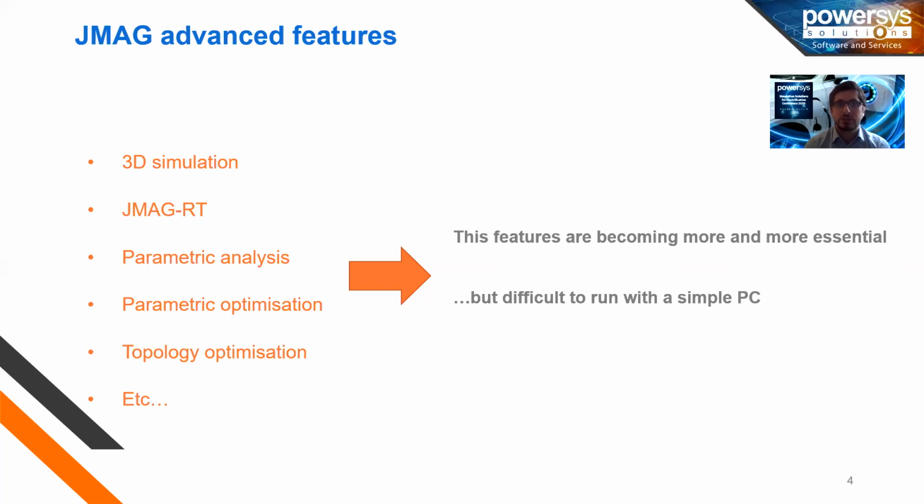Some examples of these features are 3D simulation, generating JMAG-RT models for system level simulation, running parametric analysis and parametric optimization, running topology optimization, etc. The problem with these features is that they usually require a long calculation time, and if you want results quickly, you need an important JMAG license board as well as many available processors. Not every engineer has access to such equipment and just has a simple PC to run their JMAG analysis.